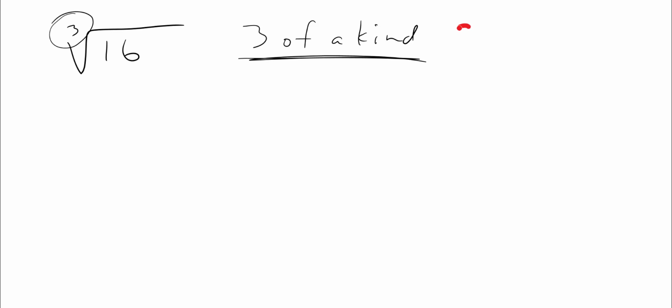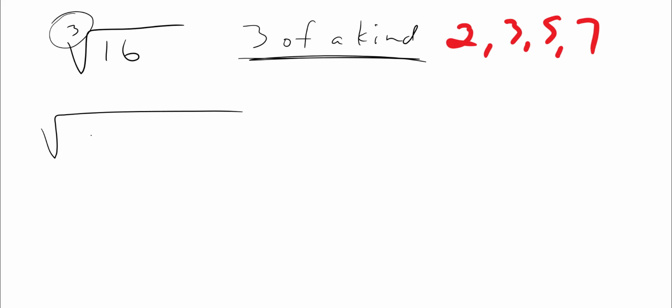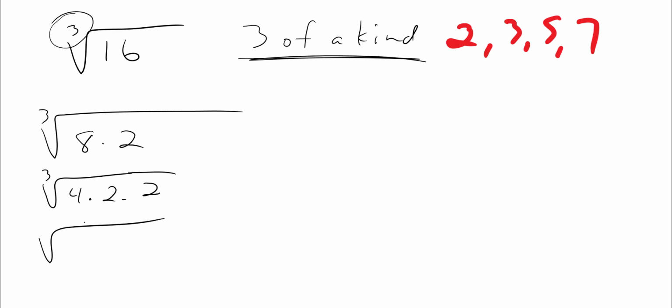I'm not doing anything different. 2, 3, 5, and 7. So 16 divided by 2 is 8. So 8 times 2, and this is cube root each time. 8 is 4 times 2 times 2 then. And then 4 is 2 times 2 times 2 times 2. Okay? You're looking for 3 of the same number. So here it is, 3 of the same number.